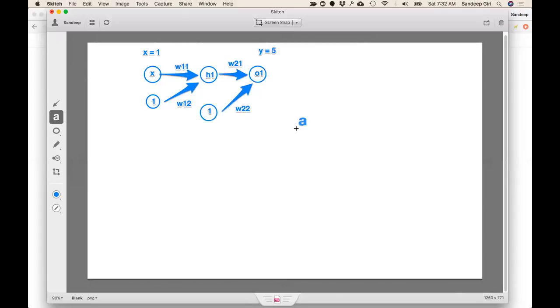Good. So we say let's create this, and we express h1 equals w11 into x plus 1. Generally we call this x1, but for now let's just keep it this way. And o1 equals h1 into w21 plus 1 into W12.